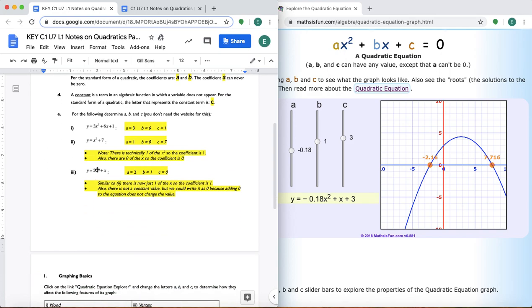Last but not least, 2x squared plus x. I've got my leading, my x squared, kind of the big grand item in my equation. Well, what goes with it? A, and in this case there's a 2, so that is a equals 2. My b, now similar to part 1, there's just a 1 in front of the x. Anytime you multiply 1 by something, it gives you itself. So 1 times x is just going to give me x. So b equals 1. And now there's no constant number, notice, at the end. So that means that the constant will just be 0, because 2x squared plus x plus 0 is the same thing as 2x squared plus x.